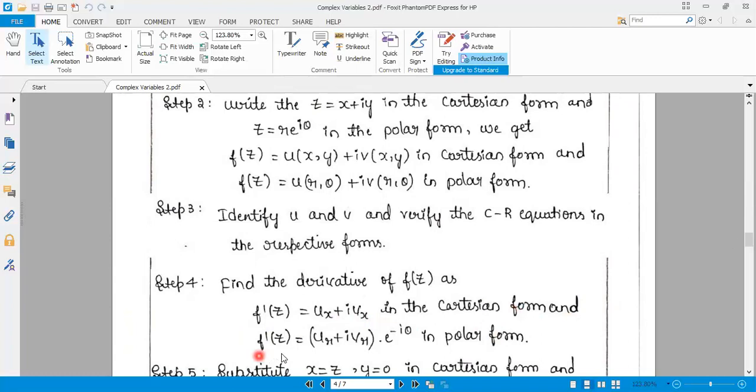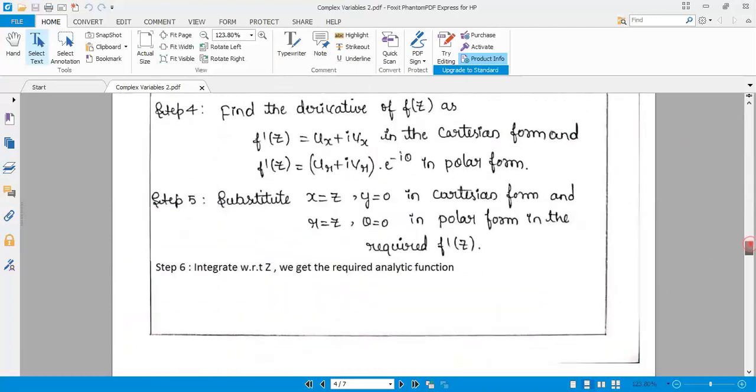Similarly, for the polar form, f dash z equals u r plus i v r into e power minus i theta. So this is the standard result after substituting the real part and imaginary part, and then we go for integration. When you integrate, you get the required result f of z. So before integration, we substitute x equals z and y equals 0, and we integrate with respect to z, so that we get f of z. So that is the required analytic function.